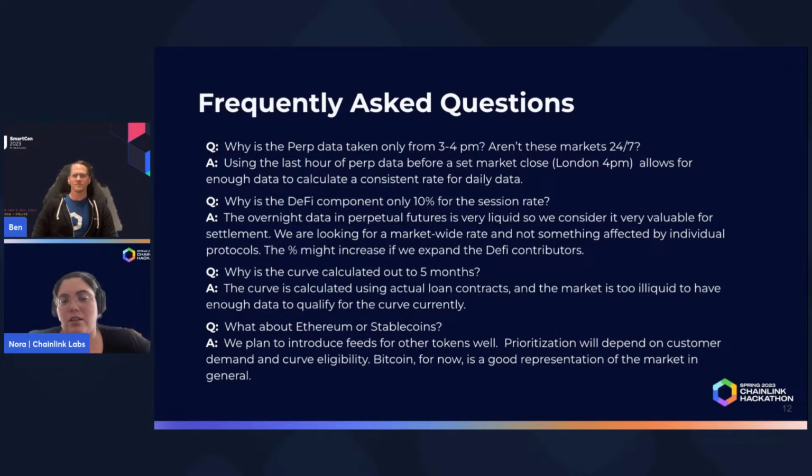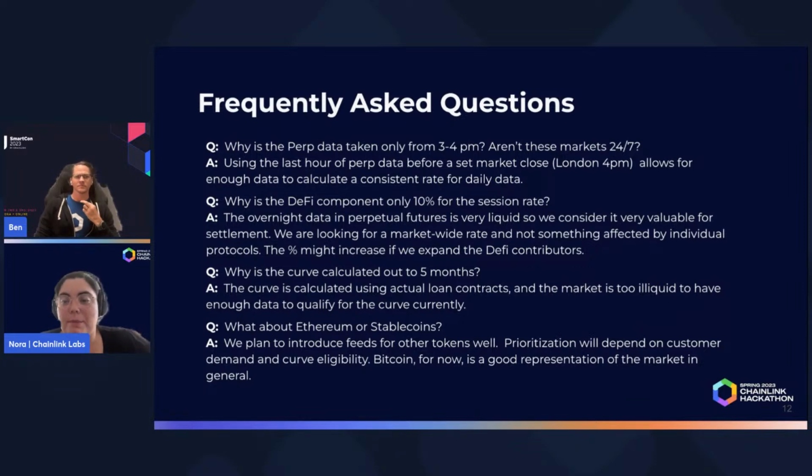For the curve, why is the curve only calculated out to 5 months? If you have learned about SONIA or SOFR or even LIBOR, the majority of those interest rate curves calculate out to a year. Well, that's because we are using actual loan contracts and actual fixed term futures contracts, and the market is a little too illiquid to have enough data to qualify for the curve past the 5 months. So once again, if we see a lot more longer term maturity loans, we would love to make the curve longer than 5 months. But for now, we will give where we have the consistent data.